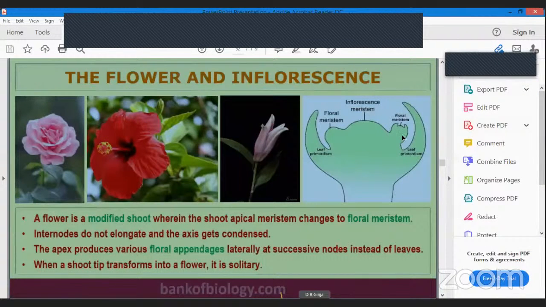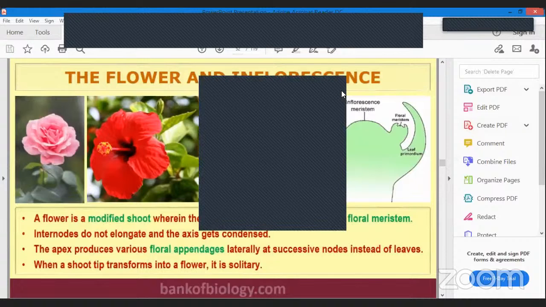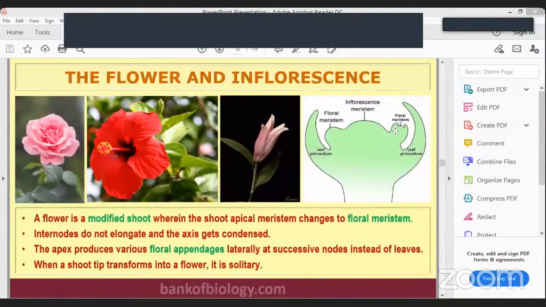So what is a flower? A flower is a modified shoot where the shoot apical meristem will form the floral meristem, which will give rise to the flower. The internodes do not elongate and the axis gets cut off. So once it is formed, there will be no further growth in the tip. The apex produces various floral appendages laterally on successive nodes instead of leaves.